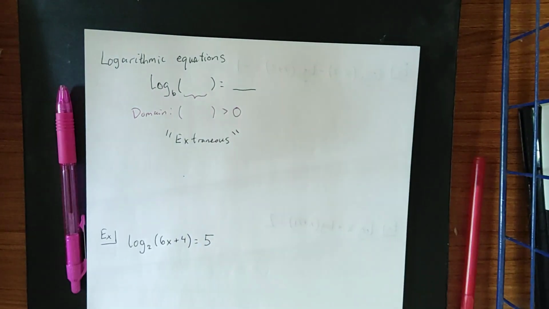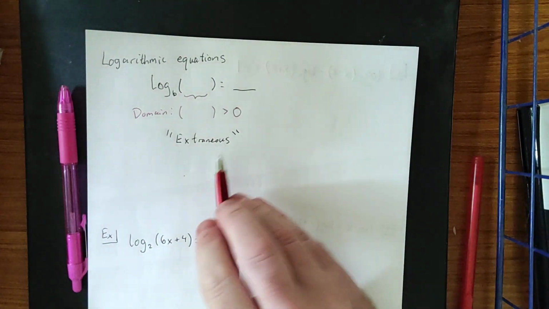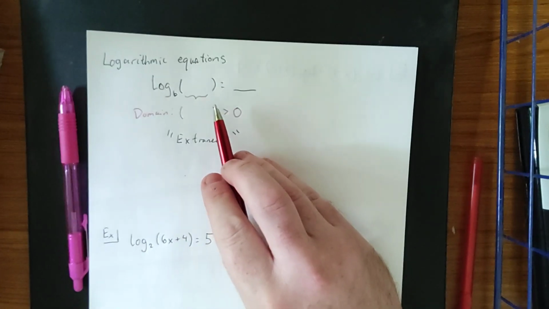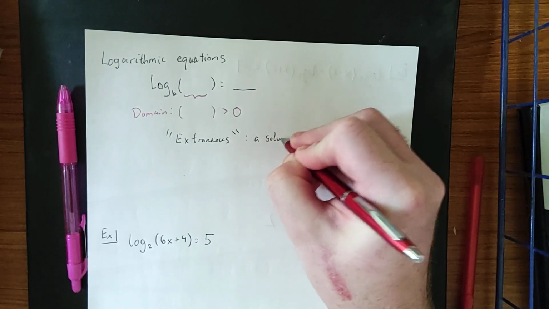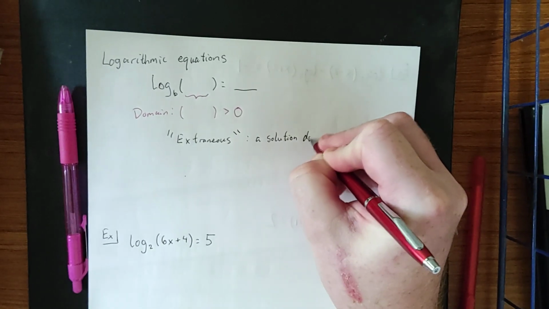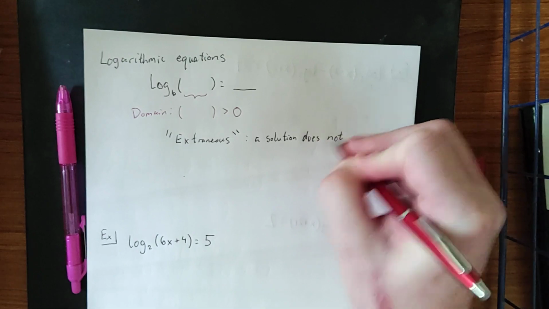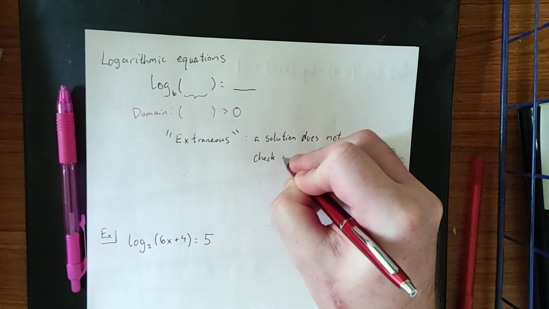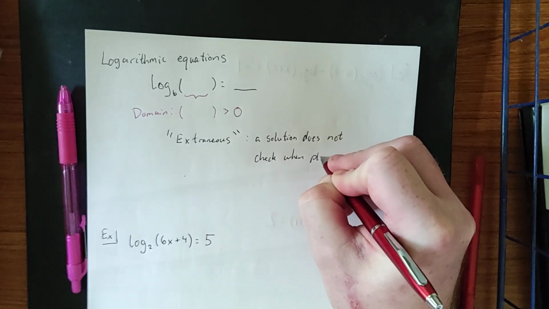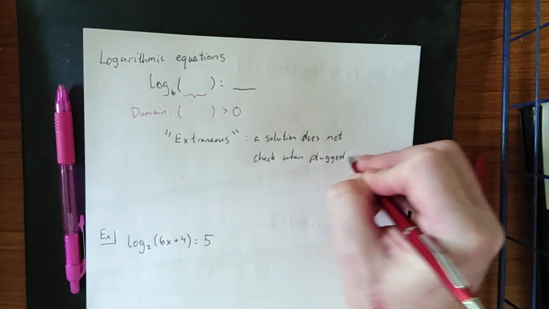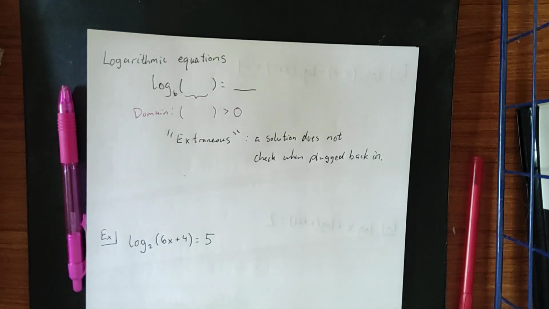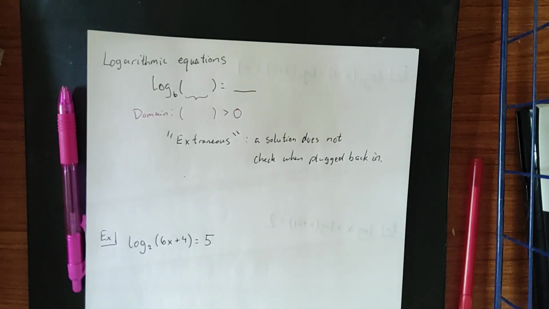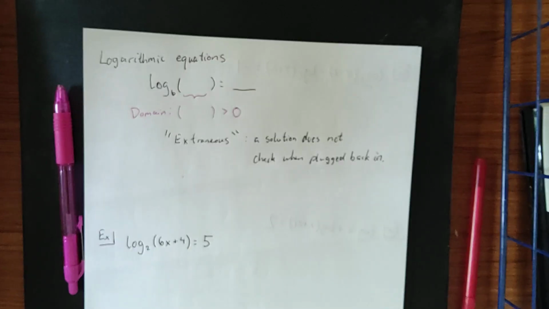For a solution that is extraneous, that means that it does not check when you plug it back into the original equation. Now, as long as we know what the domain is, that'll be the way that we are able to check for our extraneous solutions. So let's demonstrate this with a couple of example problems.